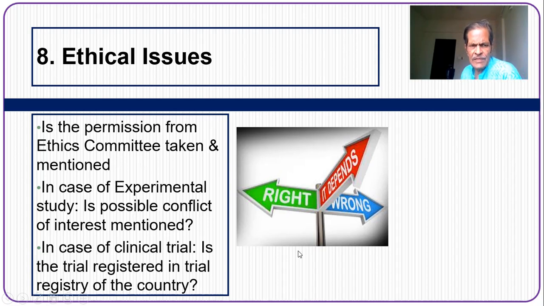In case of an experimental study, is the possible conflict of interest mentioned? This is particularly so in the experimental study. That doesn't mean that it is not required for other studies. So the conflict of interest must be mentioned. Suppose it is a clinical trial of a drug manufactured by a company, and the authors are office bearers of that pharmaceutical company. There is nothing wrong if a person from the pharmaceutical industry takes part in writing the article, but that fact must be mentioned in the article, that author number so and so is also holding such and such post in the company making the drug.